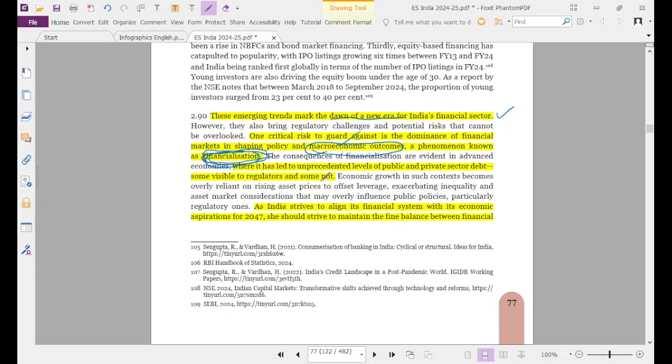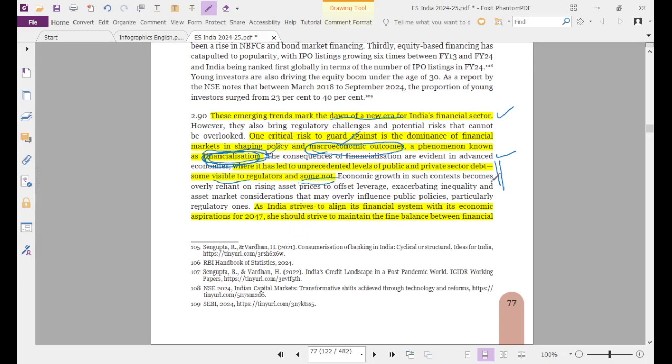What does it mean? The consequences of financialization are evident in advanced economies, where the public sector spends a lot of money, which ends up creating a lot of debt in the economy, which is sometimes seen and unseen. Sometimes it is visible, sometimes it is not visible. So that is like a hidden issue created in the economic sense, and that is called financialization.